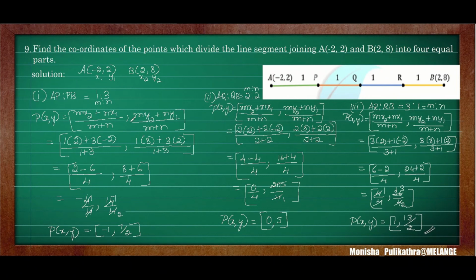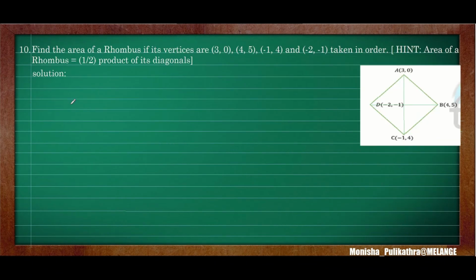Okay, so in the first case we have taken 1:3 ratio. For 1:3 ratio, the coordinate is -1 comma 7 by 2. In the second case, that is 2:2 ratio, we got 0 comma 5. And in the third case, it is 3:1 ratio, where we got 1 comma 13 by 2. I hope you understood the problem. Moving on to the last question of this session.